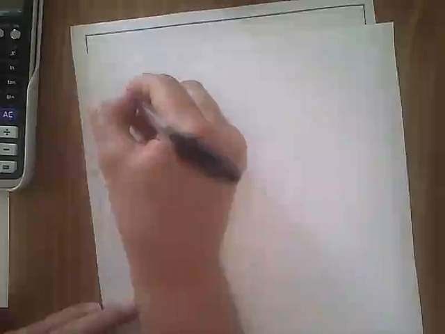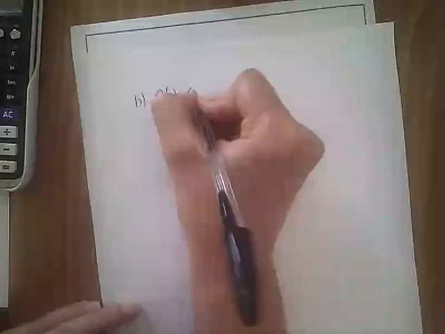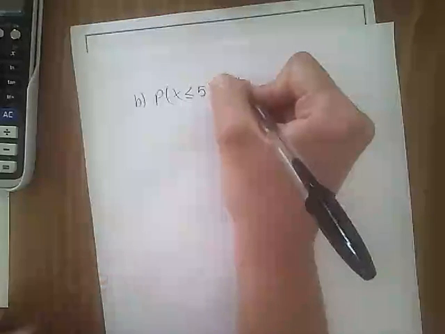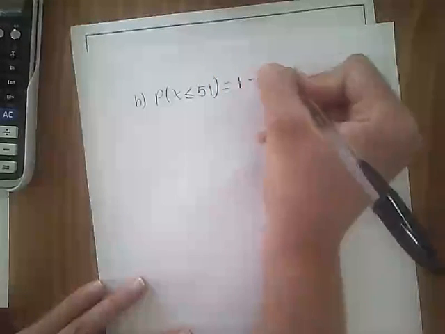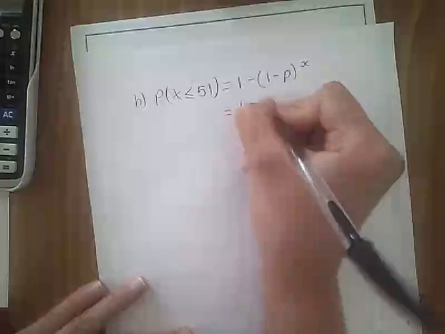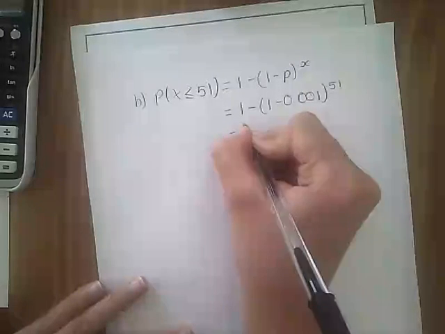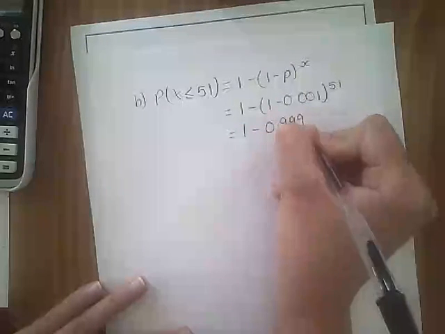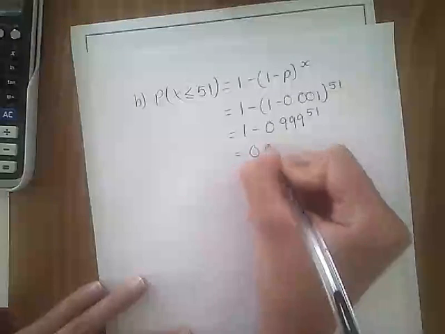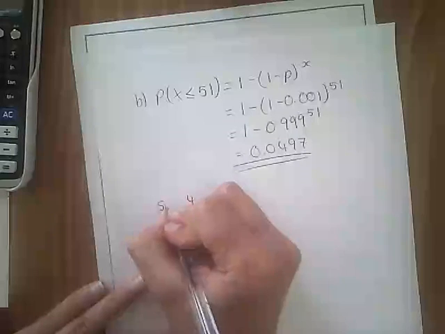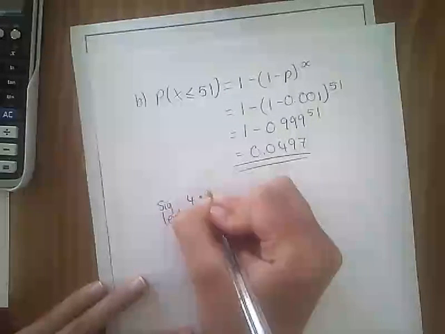Okay, same thing again. Write down the actual significance level of the test. Well, the actual significance level is the probability of that happening. So the probability of X being less than or equal to 51, which, if we're using our formulae, is 1 minus 0.999 to the 51, which is 0.0497 to 4 decimal places. So that means the significance level is 4.97%.